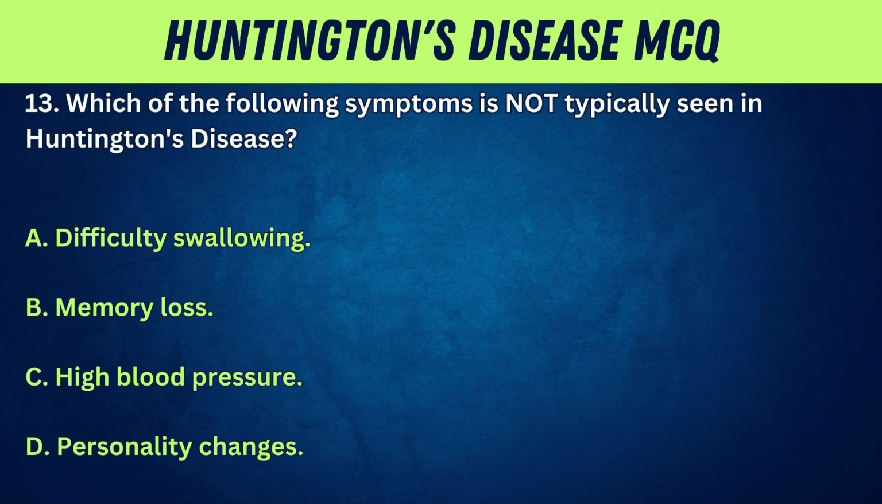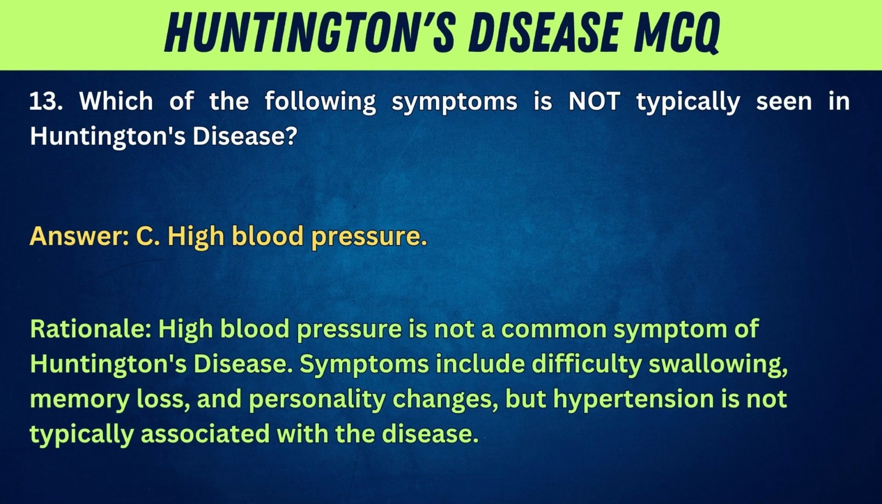13. Which of the following symptoms is not typically seen in Huntington's disease? A. Difficulty swallowing. B. Memory loss. C. High blood pressure. D. Personality changes. Answer: C. High blood pressure.